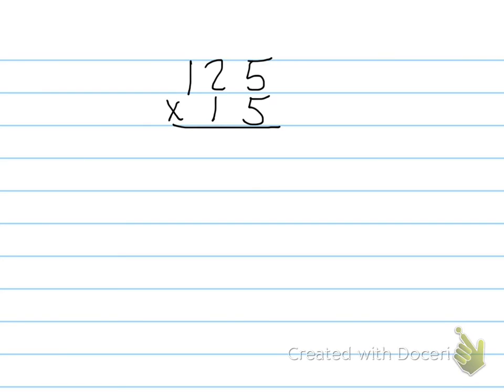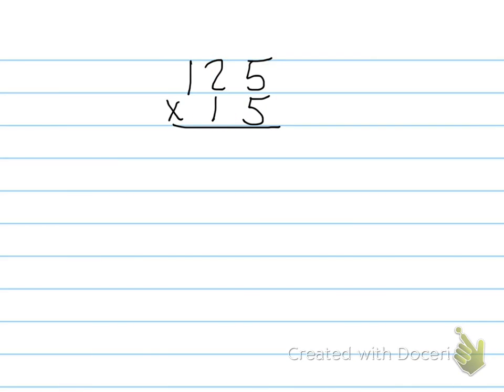Now in this scenario, we're going to multiply the 5 by each one of the numbers on top. So 5 times 5, 5 times 2, and 5 times 1. After that, we're going to put a placeholder down here, and then start with 1 times 5, 1 times 2, and then 1 times 1.